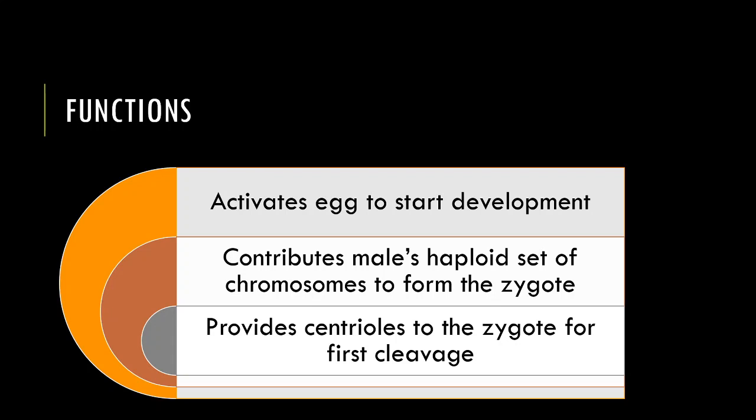And third, it provides the centrioles to the zygote. As I told you earlier, the proximal centriole of the sperm will help in the division of the zygote, the first division or the cleavage of the zygote. So these are the three major functions of the sperm.